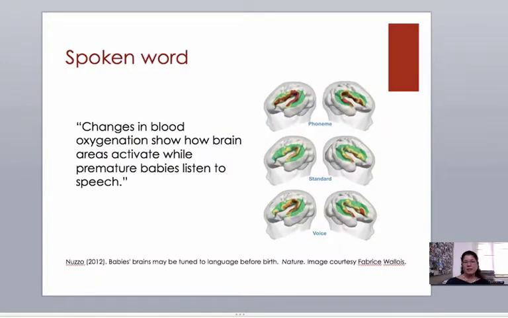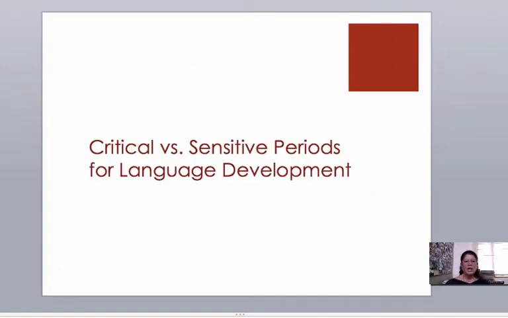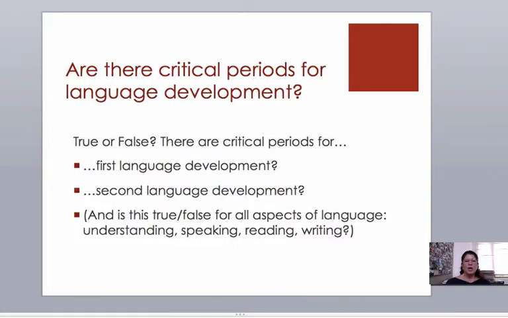Now, with babies who are born premature, we can actually scan and estimate how they already perceive phonemes, and they can hear different voices. So we know that language perception happens probably around the fifth month of gestation, as hearing kicks in in the womb. And we need to clarify something here about critical versus sensitive periods for language.